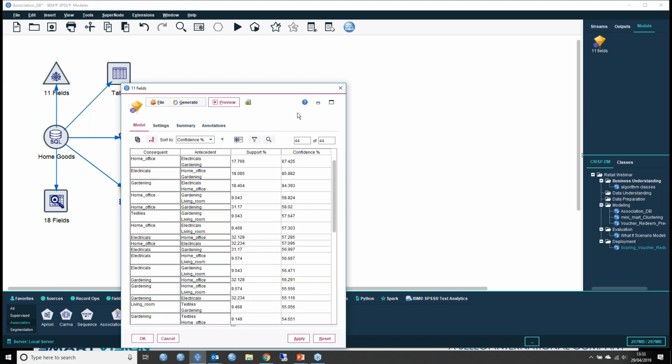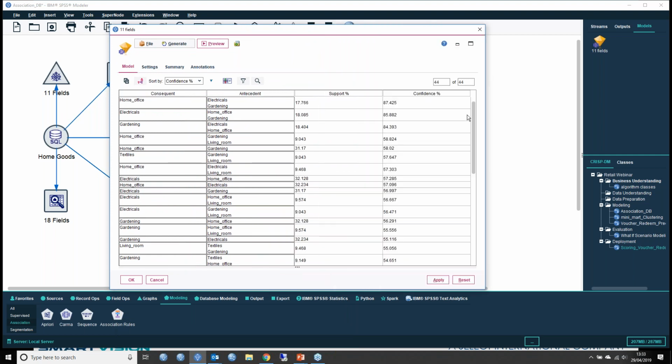So when I double click on that, it shows me initially that it's found 44 rules. These are 44 co-occurring rules. You can think about these as the thick lines, if you like, that the chart was producing. The first rule here is simply saying if they've got electricals and gardening, that's called an antecedent, if they've already purchased that, 17% of the time people have purchased something from electricals and gardening. And of that 17%, 87% of the time in the past 6 months, they've purchased something from home office as well. And then the next rule is home office and gardening. 18% of the time, 85% of the time, if they purchase something from home office and gardening, they purchase something from electricals. And then we have electricals and home office and gardening.